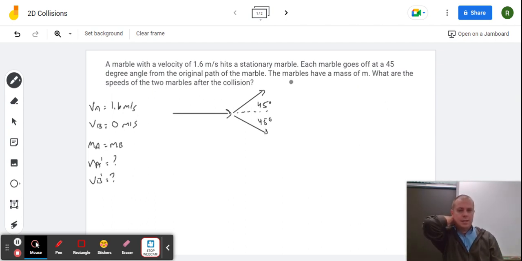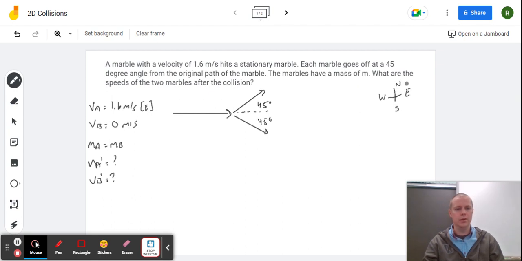It's asking for the speeds of the two marbles, so it doesn't even care about the final directions of them. So to make things easier, we'll just pick a direction that our initial marble was going in and then base our calculations around that. So what I'm going to do is I'm just going to say this is headed east. I'll just make myself a little compass to remind myself of what directions I want to be positive and negative. So I'm going to say the initial one's going east.